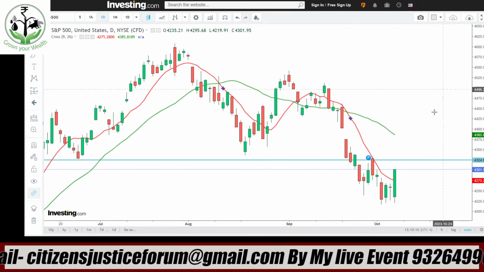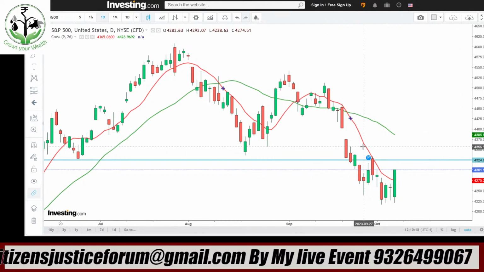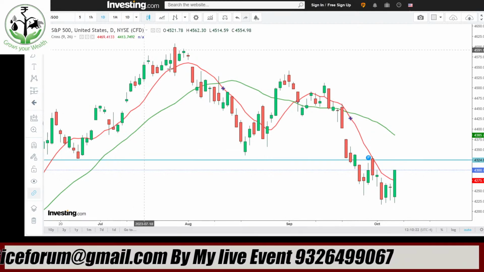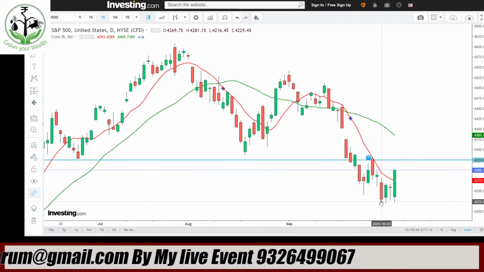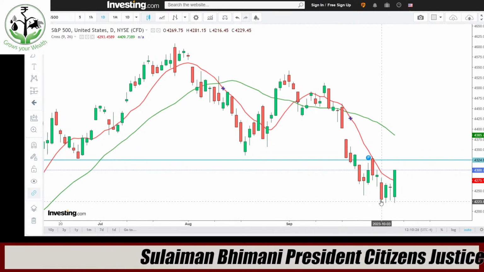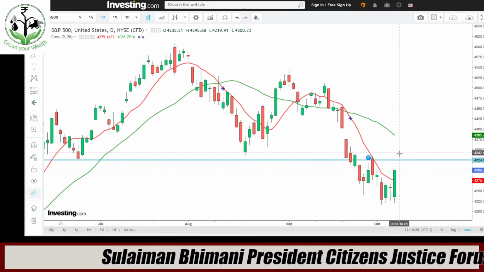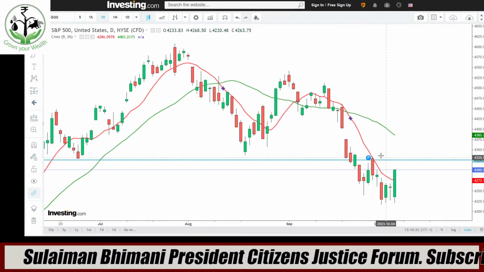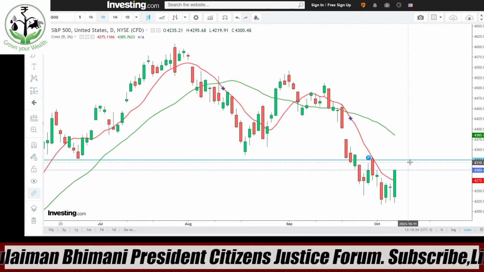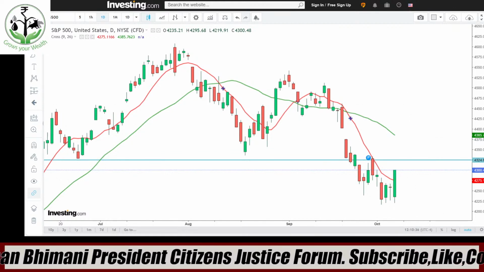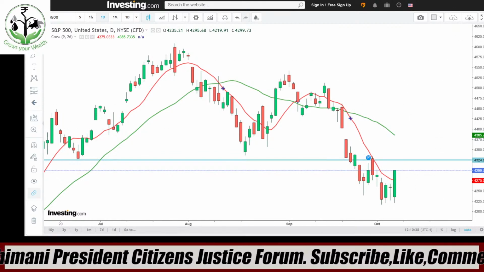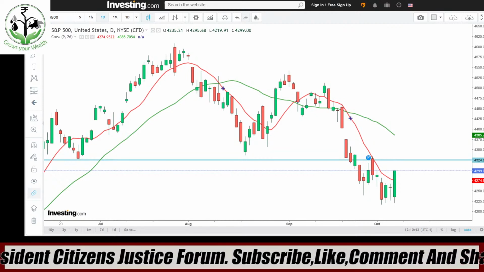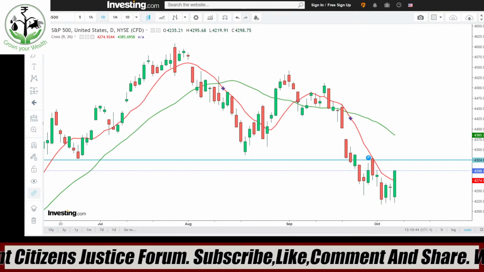So this is the world market. This is the US 500 market, S&P 500, United States. Now, it is saying to me that it is still in a sideways market. But if any green candle closes above this blue line and above this moving average line, then I can say that the trend has changed. Till then, it is a downwards to sideways market. Now we'll go to our Indian markets.